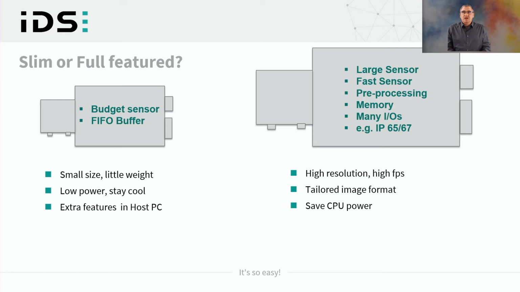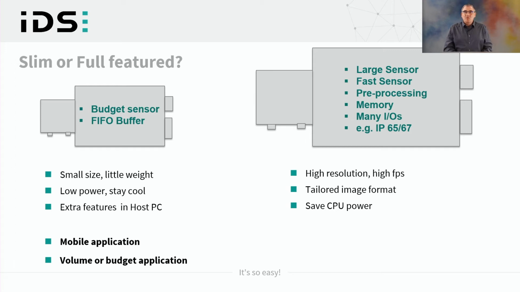Full-featured cameras with large and fast sensors achieve high data rates and have on-camera processing. The huge amount of data can be effectively processed within the pixel pipeline and output onto the data stream to the PC. The host PC CPU is relieved and can perform other imaging application tasks like OCR, barcode reading, and so on.